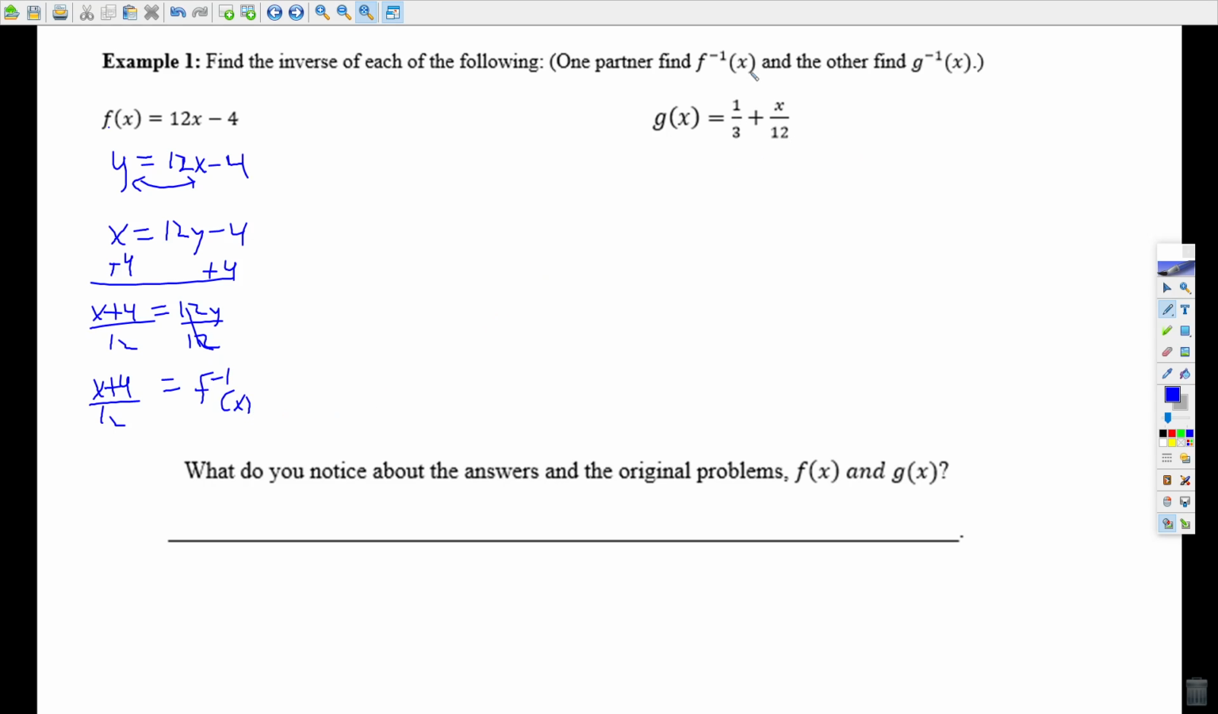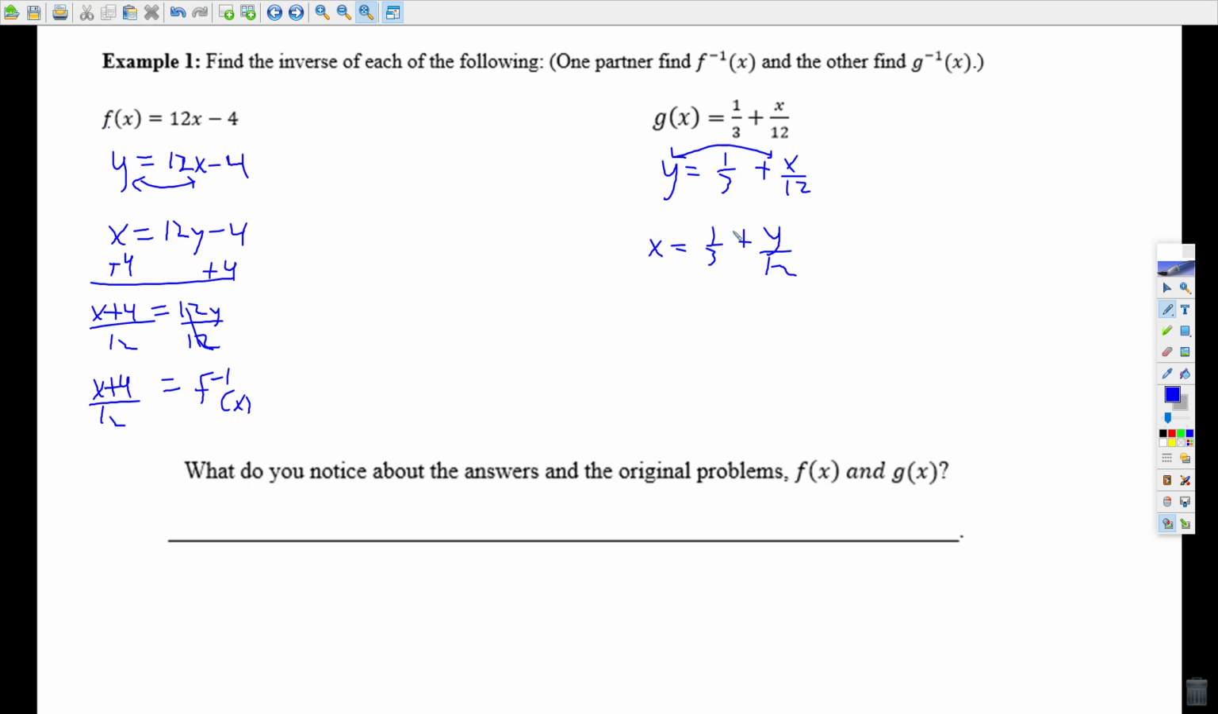Do the same thing over in this one. We're going to take g of x, change it to y. It's just a placeholder, so we're more used to what's going on here. So it's y over 12. And then we're going to switch the x and y. So don't forget to do that. x equals 1/3 plus y over 12.